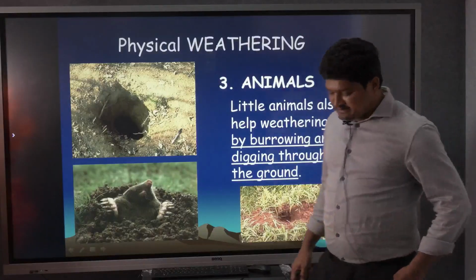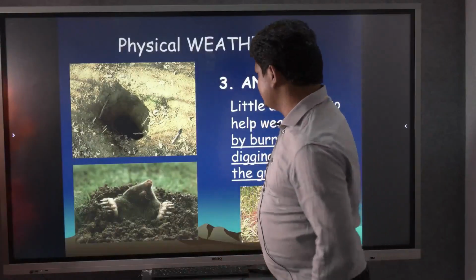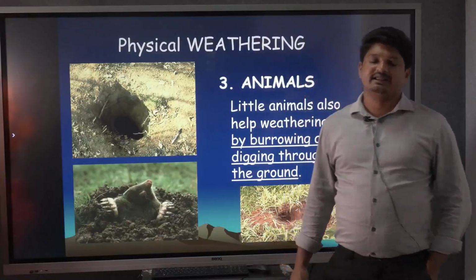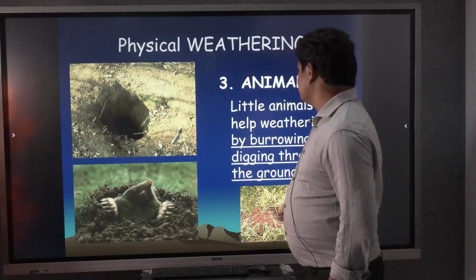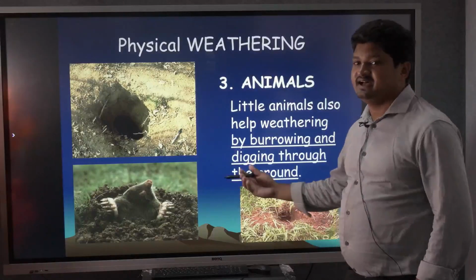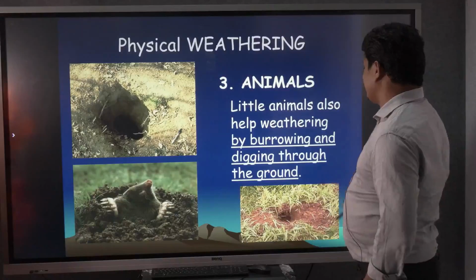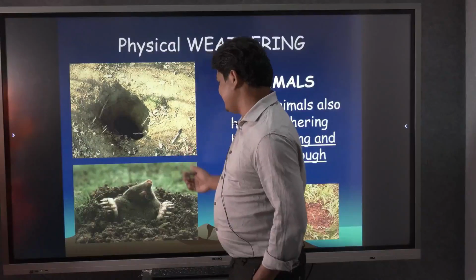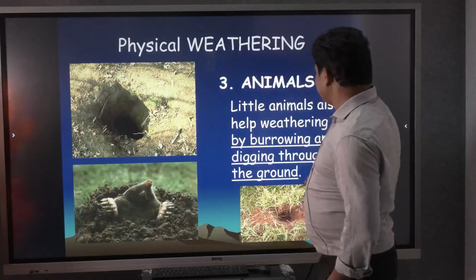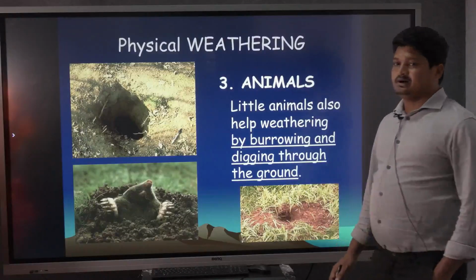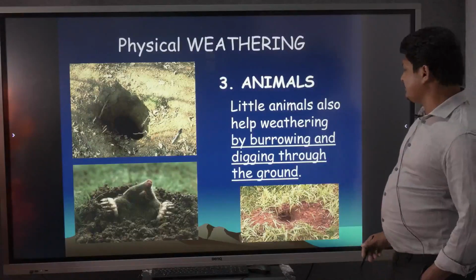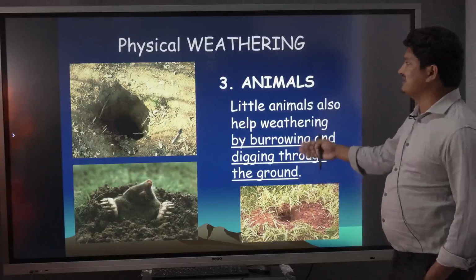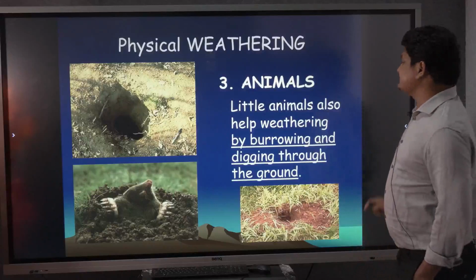So animals and organisms are another physical activity, which we have to see directly or indirectly. Different types of burrowing help the weathering process. So organisms also play a key role. Rodents and different types of animals indirectly access it through burrowing. It will be called another type of weathering. So this is also called one type of physical weathering.